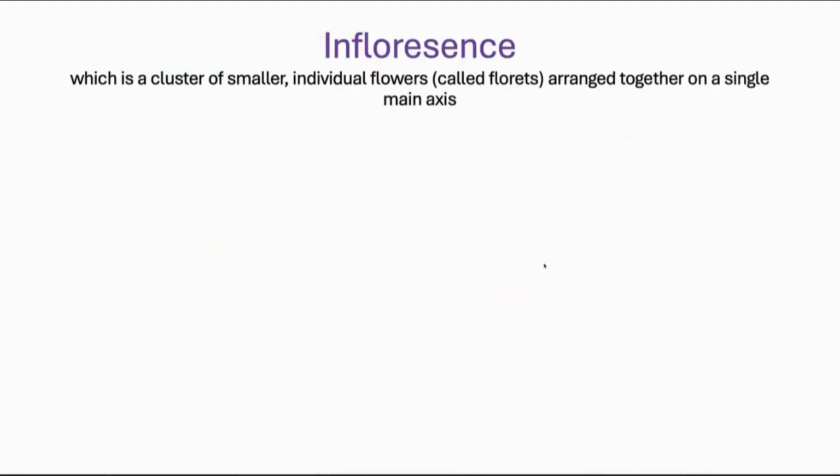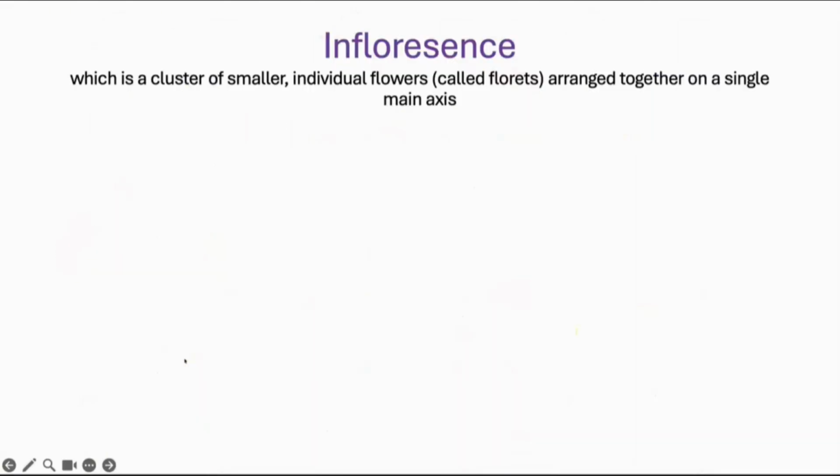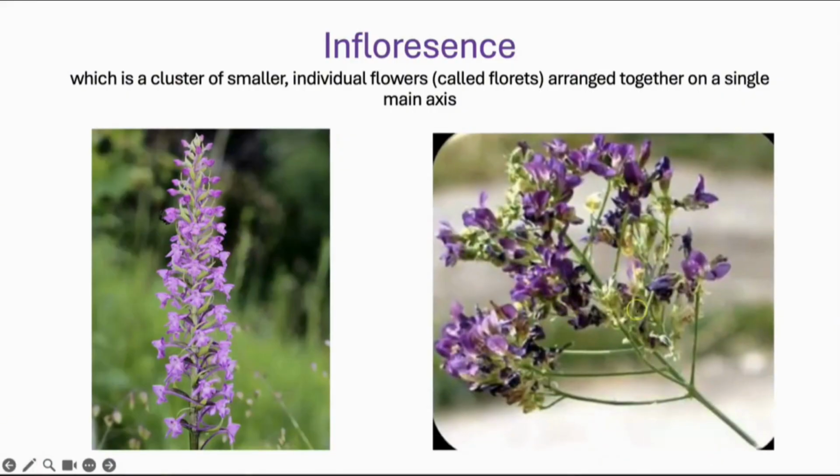What do you mean by inflorescence? Inflorescence is nothing but a cluster of smaller individual flowers, which we call florets, arranged together on a main axis. So when you see here, you can see the small florets arranged on a main axis. We call it inflorescence. These are some of the examples of inflorescence. The first one is an example of a simple inflorescence, and the second one is an example of a compound inflorescence. So the small things we call florets.